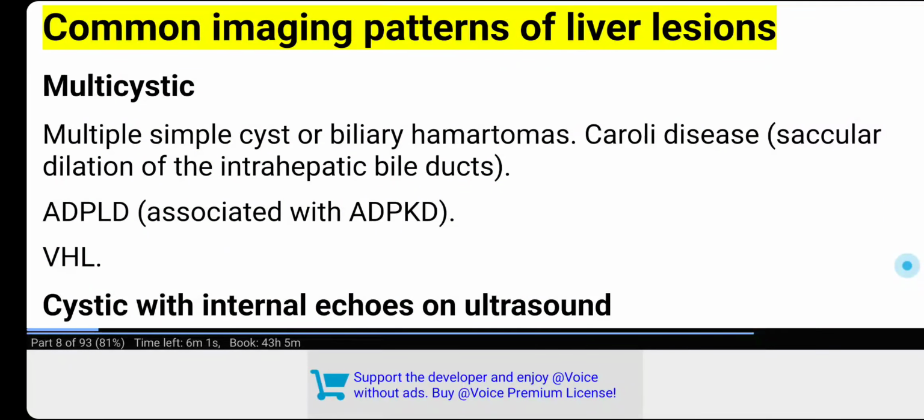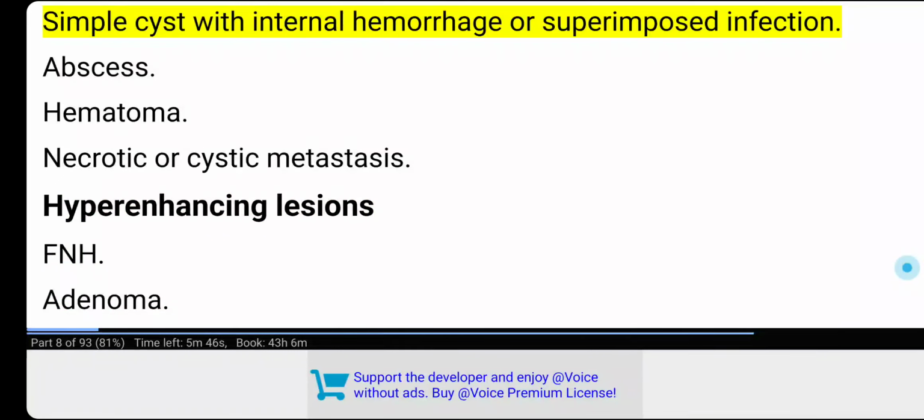Common imaging patterns of liver lesions. Multicystic: multiple simple cysts or biliary hamartomas. Caroli disease, saccular dilation of the intrahepatic bile ducts. ADPLD associated with ADPKD. VHL. Cystic with internal echoes on ultrasound: simple cyst with internal hemorrhage or superimposed infection. Abscess, hematoma, necrotic or cystic metastasis.